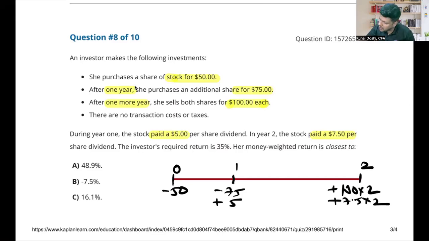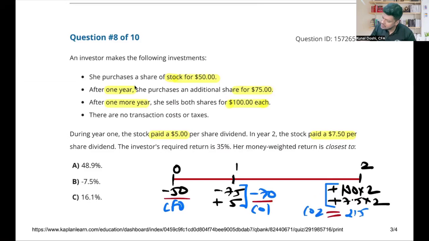So what's my cash flow here? Here it's minus 50, CF0. Here it is minus 70, CF1. And in the second period, it's going to be 215, correct? 215. This is going to be your CF2. Everyone with me on this? CF0, CF1, and CF2. 100 plus 7.5 into 2.